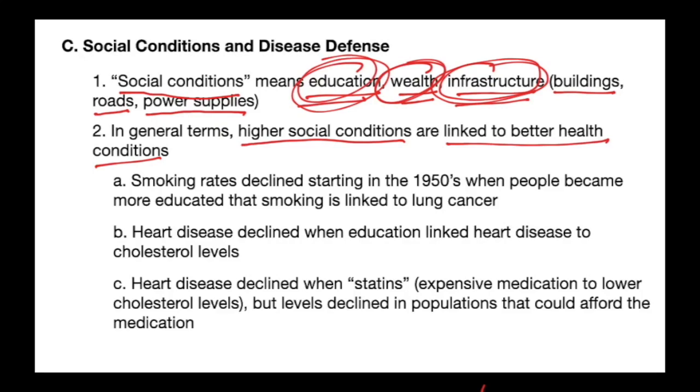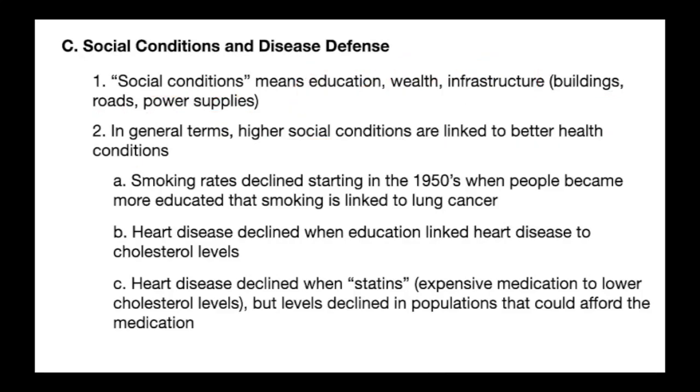So let's take a look at some examples. So let's take a look at smoking. Smoking rates started declining in the 1950s and 60s when people became more educated that smoking was linked to lung cancer. So as people realized that smoking causes cancer, as they started educating children in schools about that, then lung cancer rates started going down.